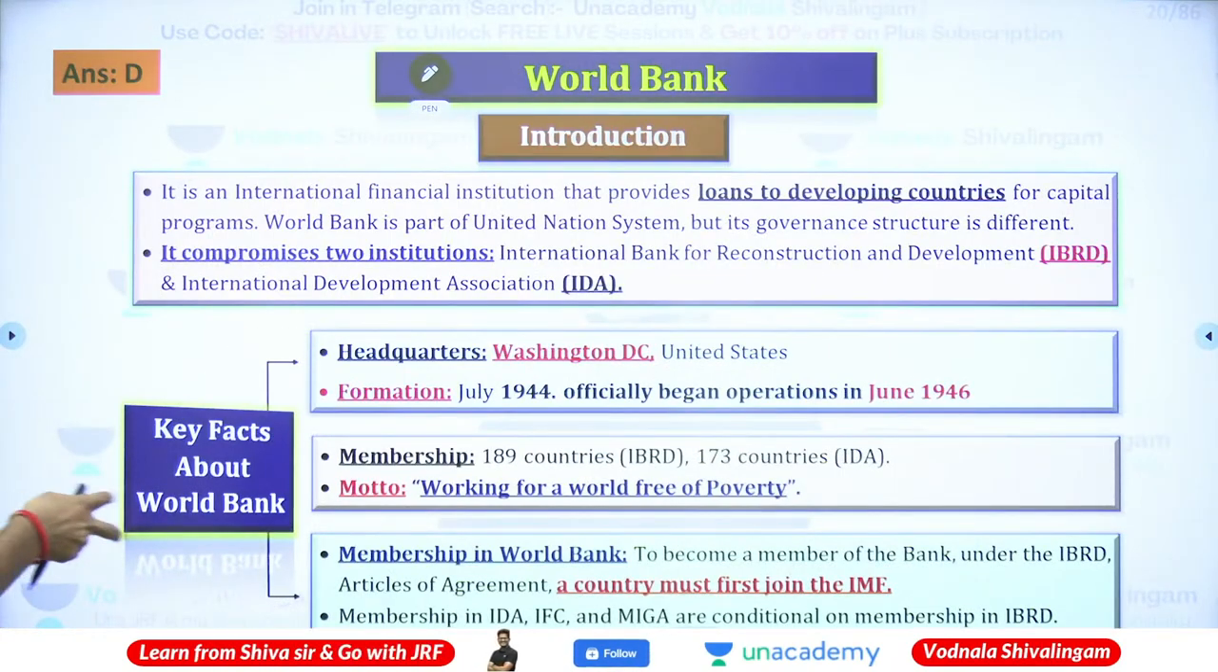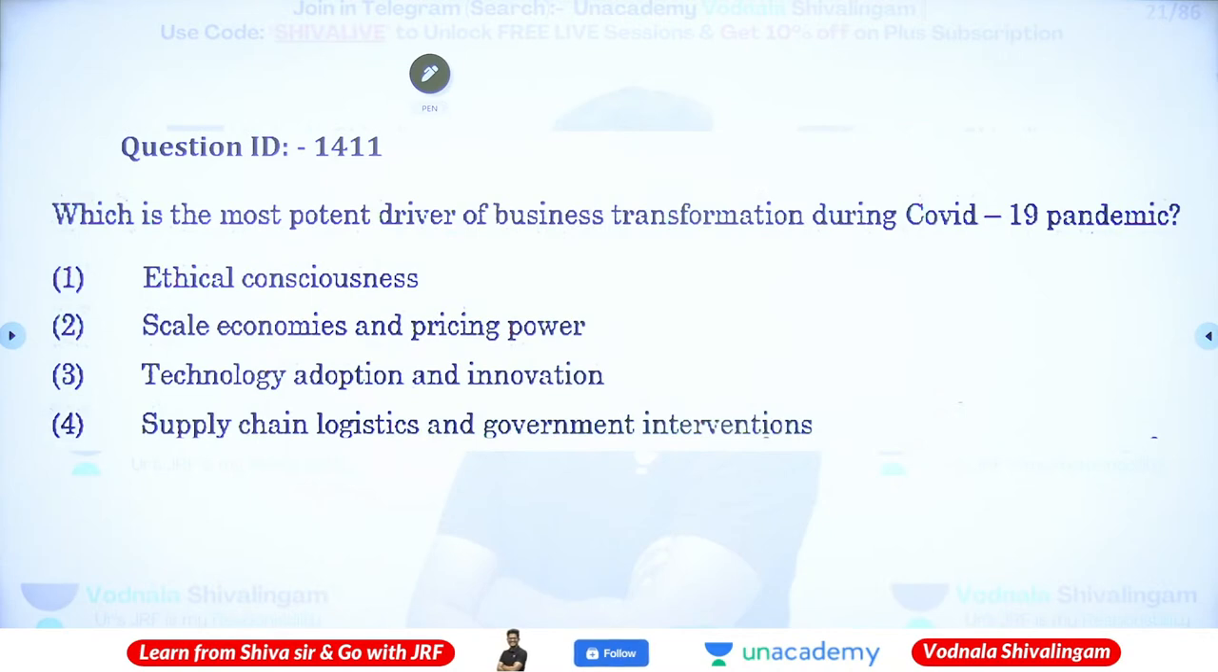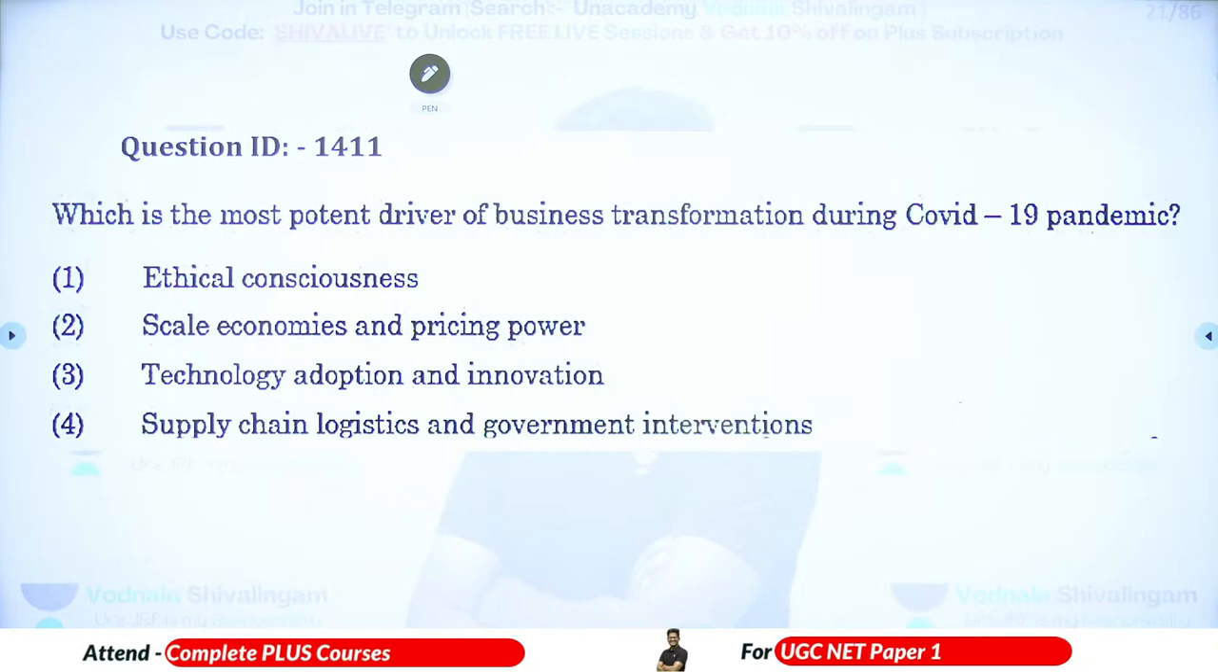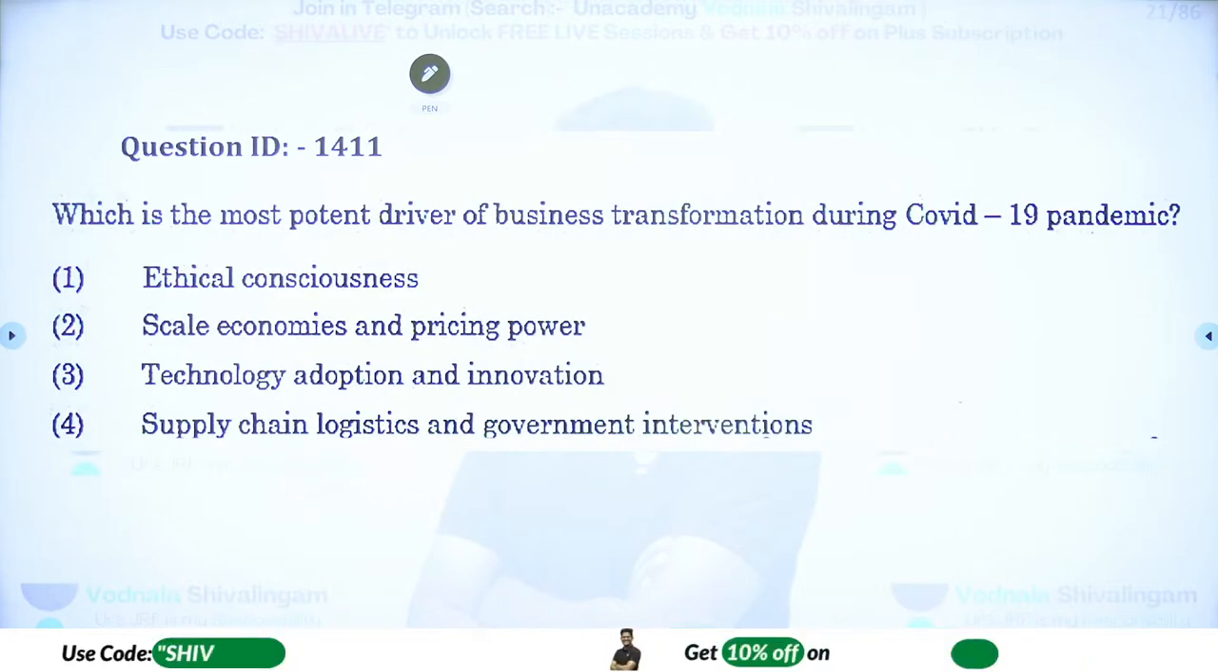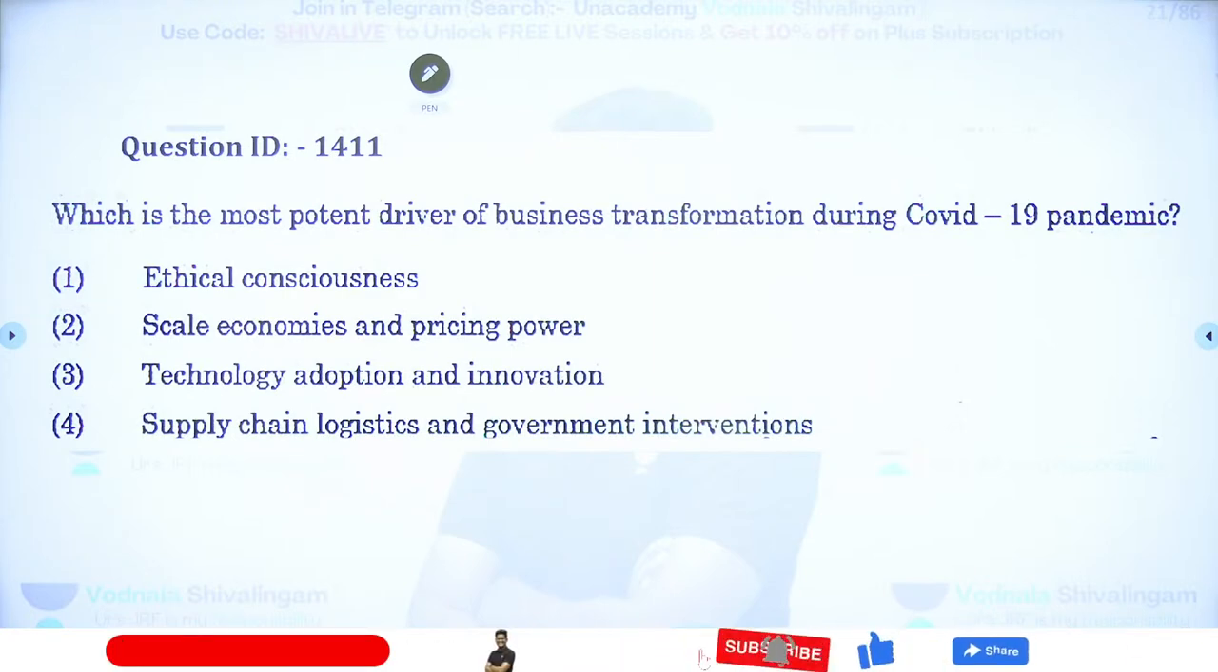Chalo. Next. Which is the most potent driver for business transformation during COVID-19? Yes, Mona and Shalini, correct.